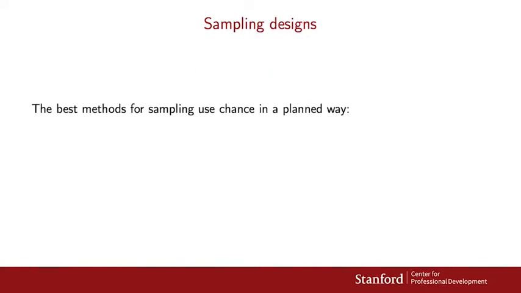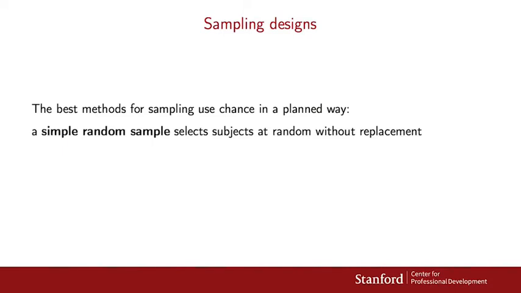The best way to avoid such biases is to use chance in some planned way in the sampling. The most well-known way of sampling is called a simple random sample. It means that subjects are selected at random without replacement. So if you sample 1,000 voters out of the US population, that means each sample of size 1,000 is equally likely to be selected. How would one choose a simple random sample?